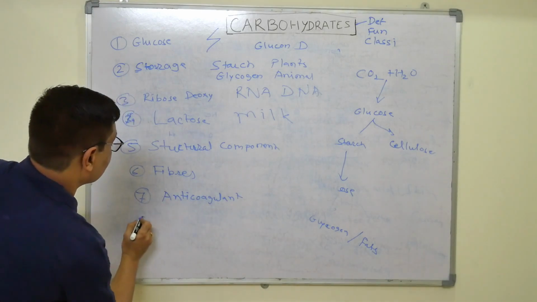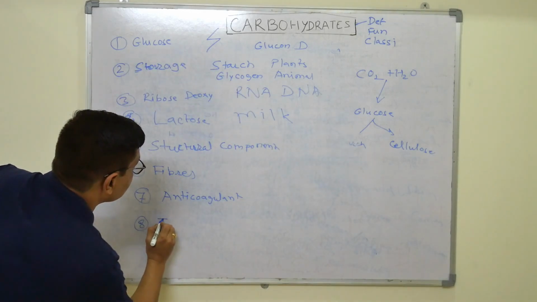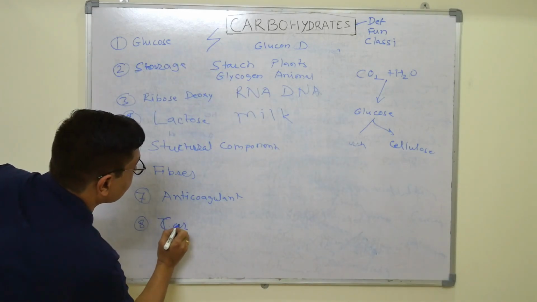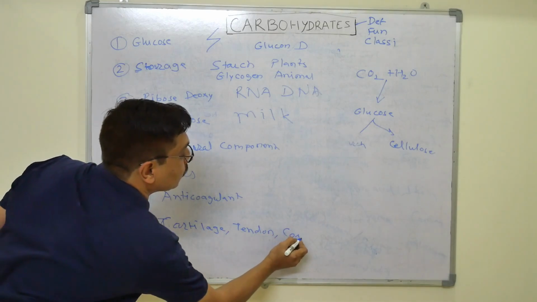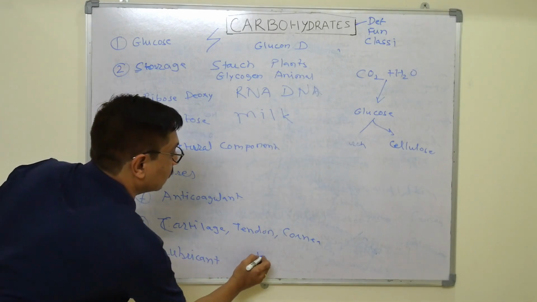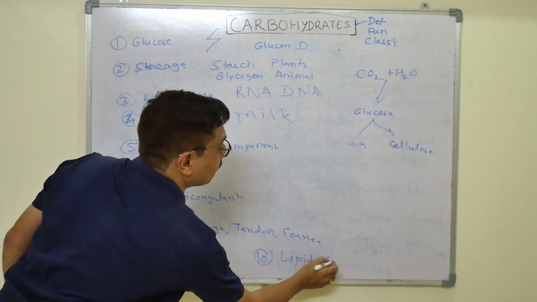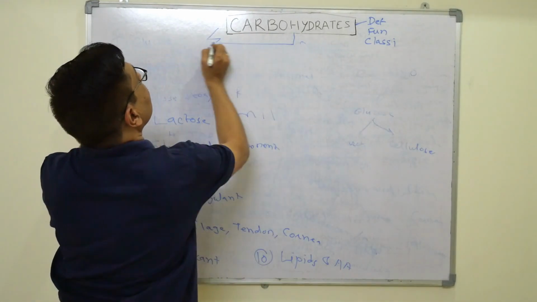Dermatan sulfate, chondroitin sulfate and keratan sulfate are the structural components of cartilage, tendons and cornea. Hyaluronic acid acts as a lubricant. Carbohydrates are precursors for other organic compounds such as lipids and amino acids. Carbohydrates can be classified according to the number of sugar molecules in them.